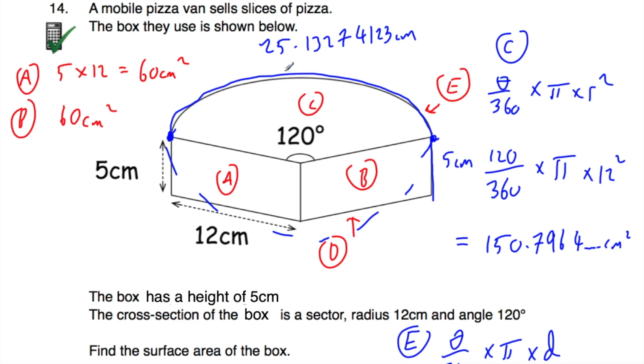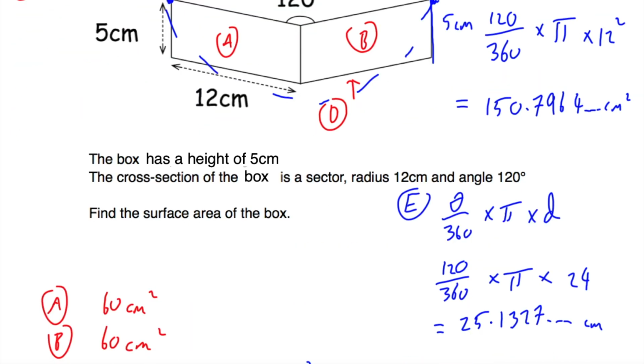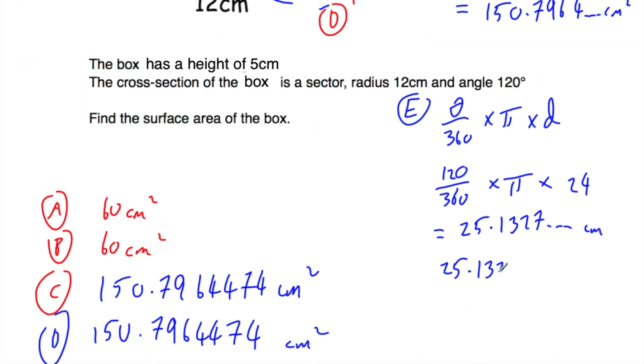And if we laid out E flat, it would be a rectangle, and we would do that arc length times 5 to get its area. So let's just times it by 5 now. Let's take that 25.1327 and so on, and times that by 5 and see what we get. So that's equal to 40 pi or 125.6637061 centimeters squared. And that's the area of that face E.